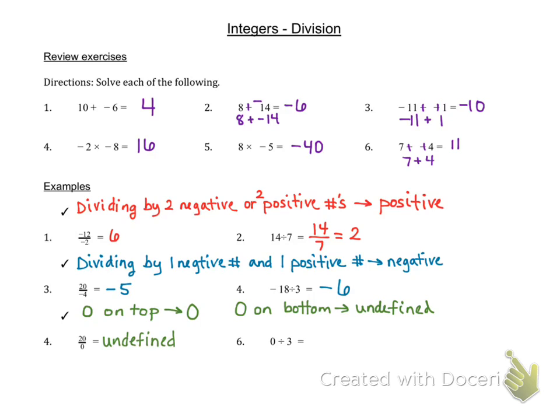Zero divided by 3, which can also be written like this. If the 0 is on the top of the fraction, 0 divided by 3 is 0. So 0 divided by any number will always be 0. And if you have any number divided by 0, that's going to be undefined.